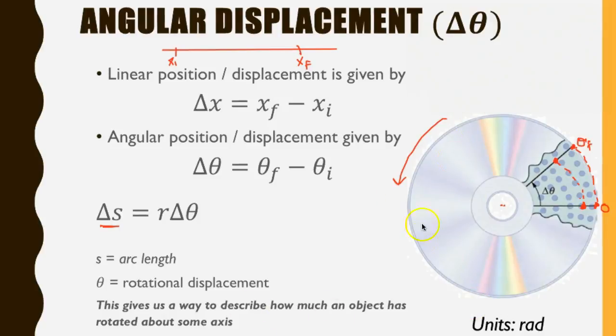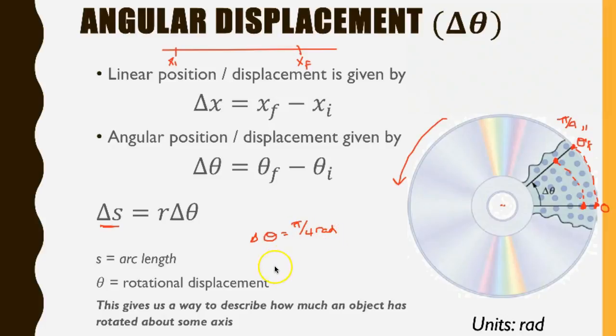And what this tells us is how far or how much an object has rotated about its axis of rotation. So in this case, let's say it rotated about pi over 4 radians. Since it started at 0 and ended at pi over 4, the angular displacement is pi over 4 radians.